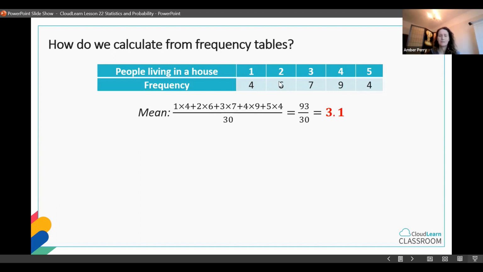Okay. So that 30 is just this total here of adding these numbers up here.